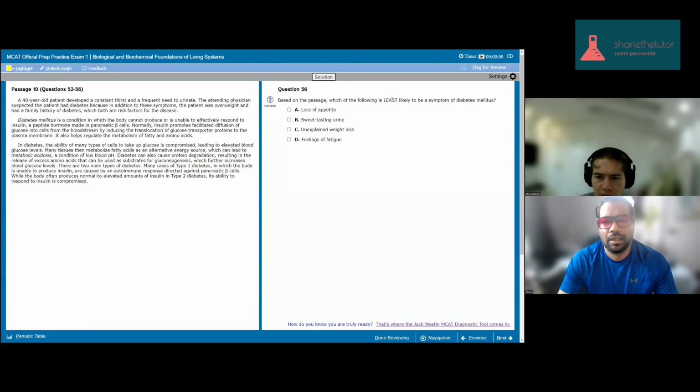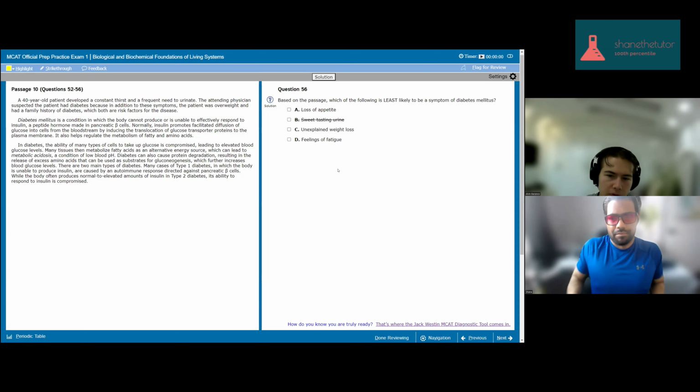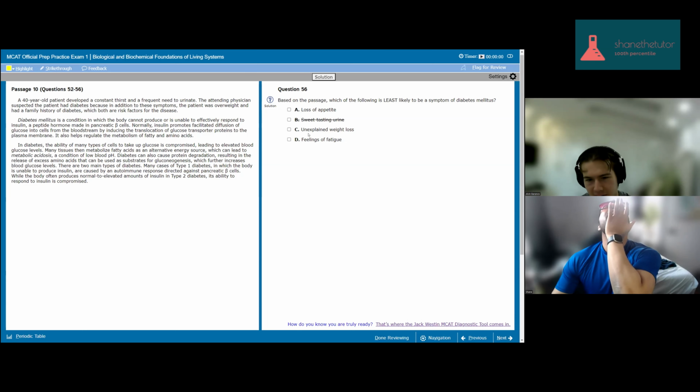Based on the passage, which is the least likely symptom of diabetes mellitus? So it would have sweet tasting urine, right? Because there's a lot of glucose in the urine, like a buildup of glucose. So unexplained weight loss is due to the fact that it uses up fatty acids, right? Yeah, as well as protein degradation.